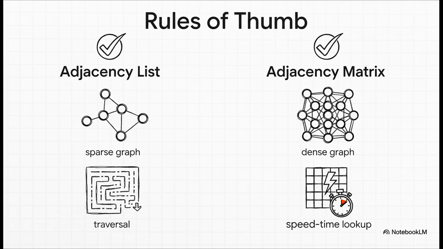You are going to reach for the adjacency list for most real-world situations, things like social networks or maps where graphs are sparse. If your algorithm is all about traversal, like finding a route in Google Maps, the list is your champion, hands down. But you'll want the adjacency matrix for what we call dense graphs, where almost every node is connected to every other node. And if you absolutely need that guaranteed constant time edge check, or you're doing some heavy-duty linear algebra with your graph, then the matrix is the heavyweight you need in your corner.